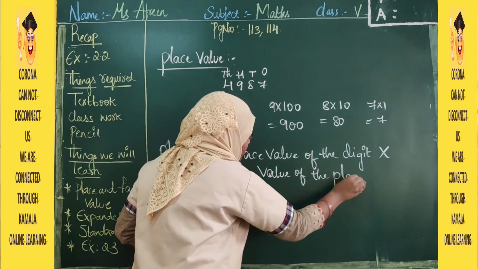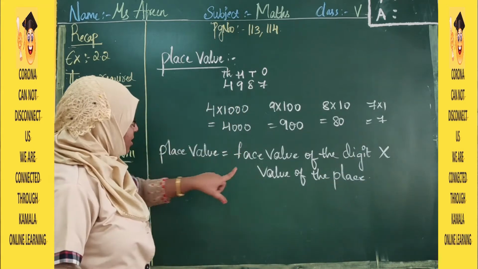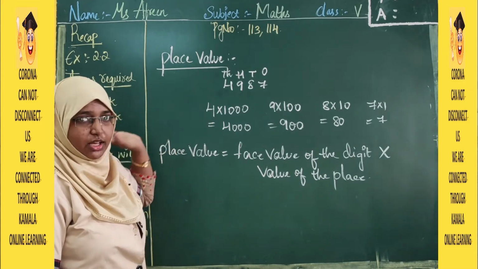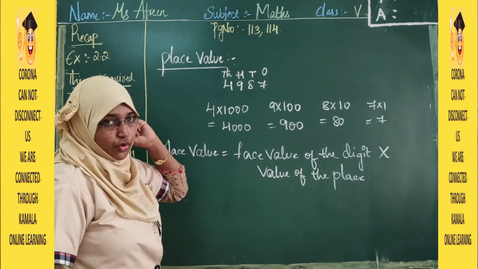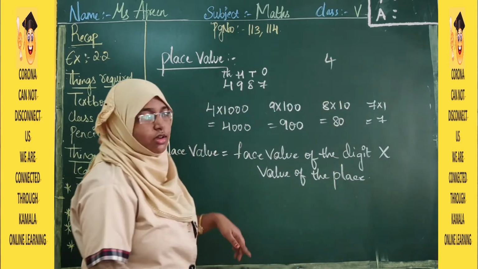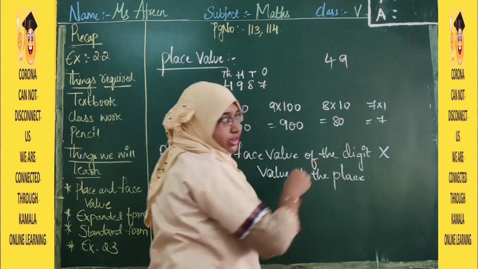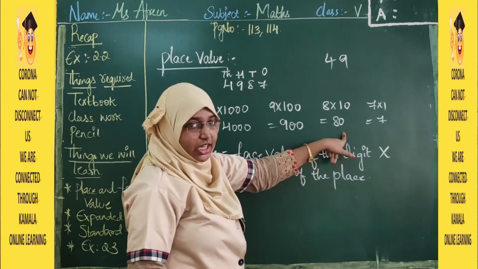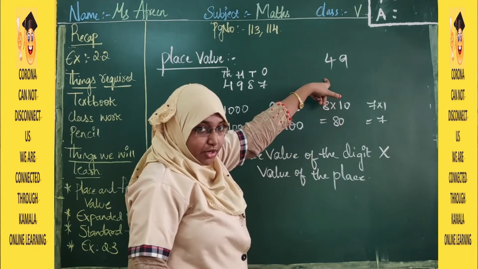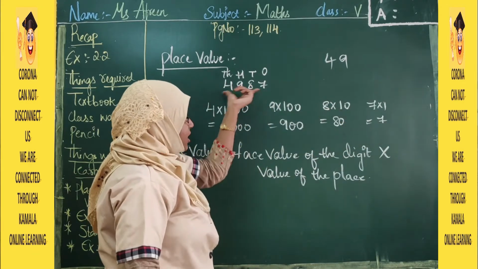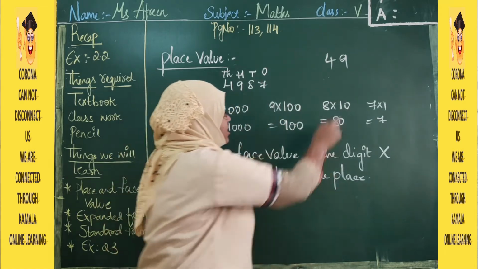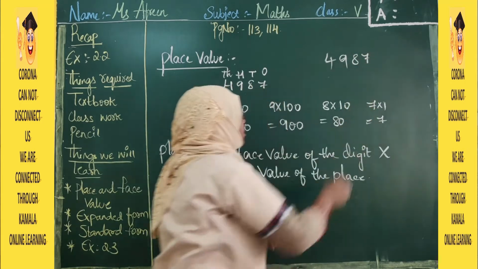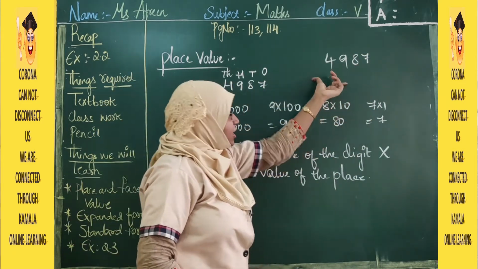Now let us see how the example matches. Face value means the value will not change; the digit will be the same. The face value of 4 is 4. The face value of 9 is 9. The place values are 4000, 900, 80 and 70. The face value of 8 is 8. The face value of 7 is 7. So there is no change. The number is the same. That is what face value is.